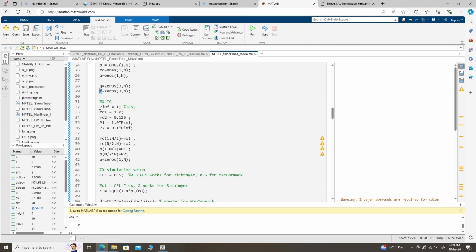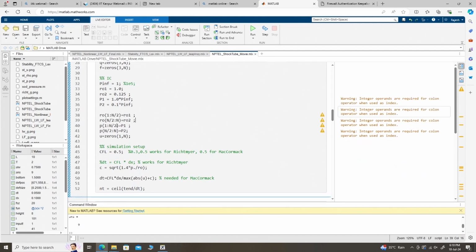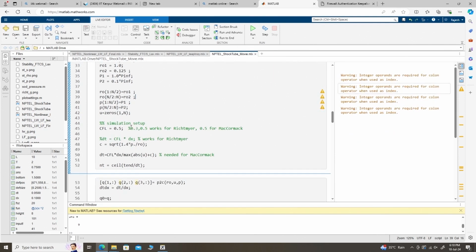Now, you can give the initial condition. This is the value that we have for p infinity, rho left and rho right, and so on. You can see p1, which is the p left, is p infinity, and p2 is 1/10 of p infinity. Then you can assign it on the left-hand side 1 to n by 2, and n by 2 to n, rho 1 and rho 2, and u is 0 anyway in the initial condition.